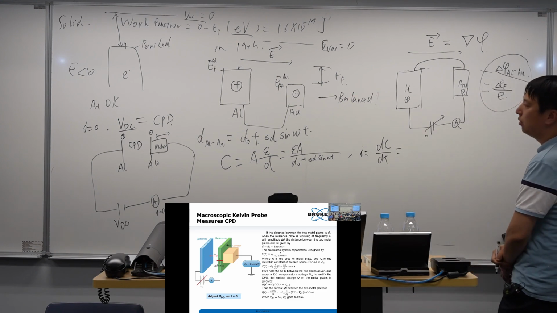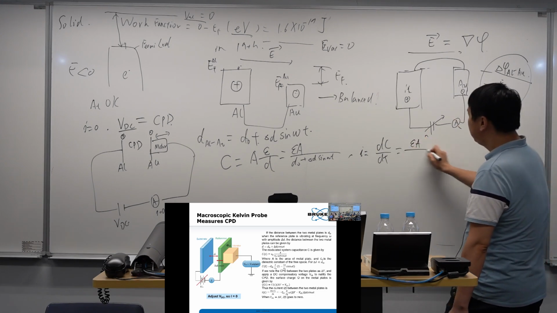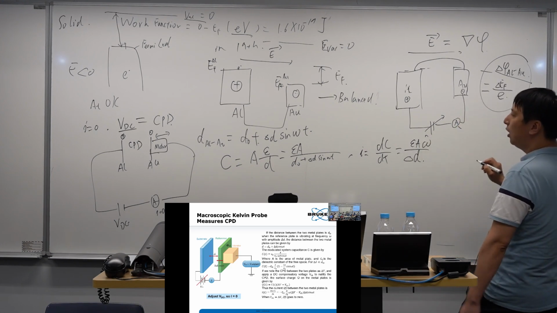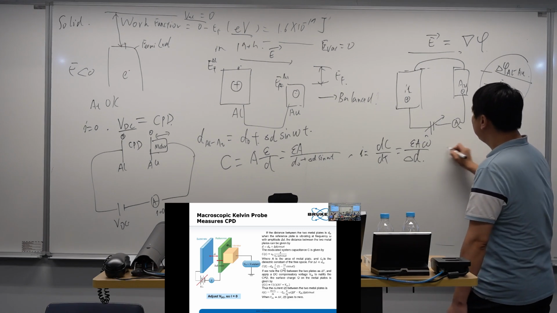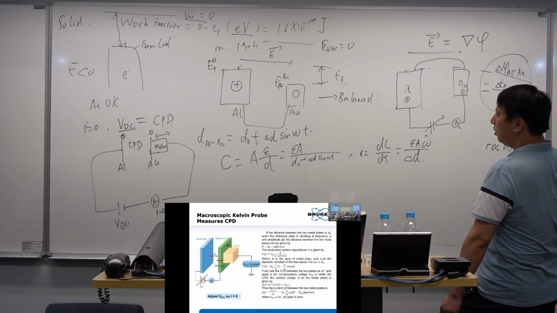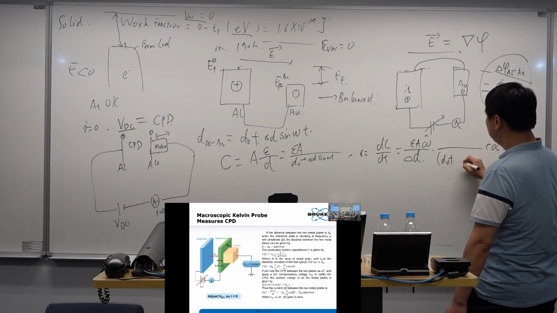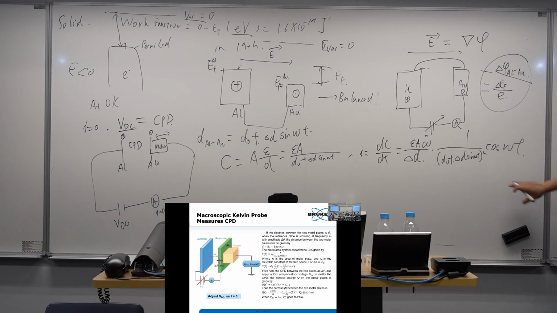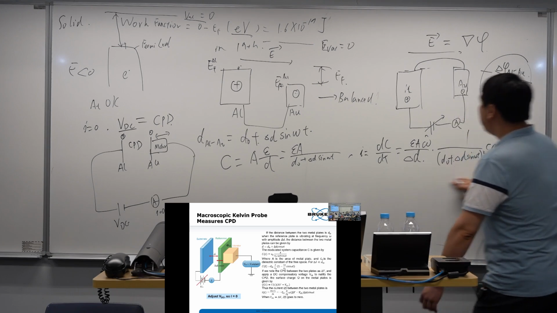So this one is just epsilon A delta D now omega cosine omega t plus D0 delta D sine omega t squared. Okay, something like that. Doesn't matter. So we get this thing.